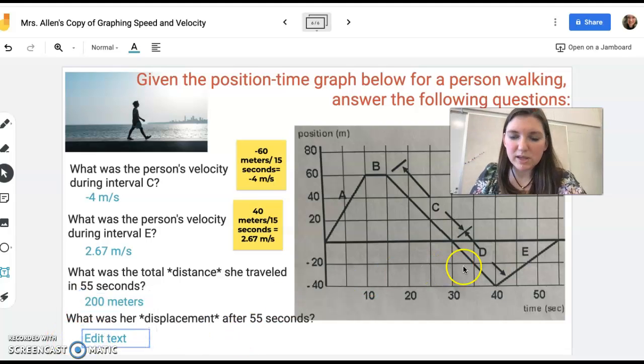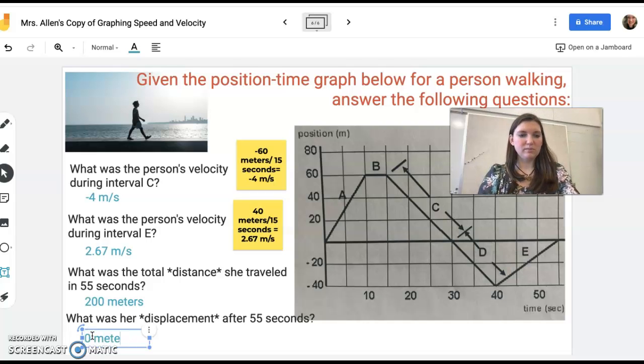And her displacement after 55 seconds is actually 0 because she's ending up right where she started. If we were looking at here, her displacement would be negative 40. If we were looking at here, her displacement would be positive 60. But right there, her displacement is 0. 0 meters. Okay, so that's that one. There you go.